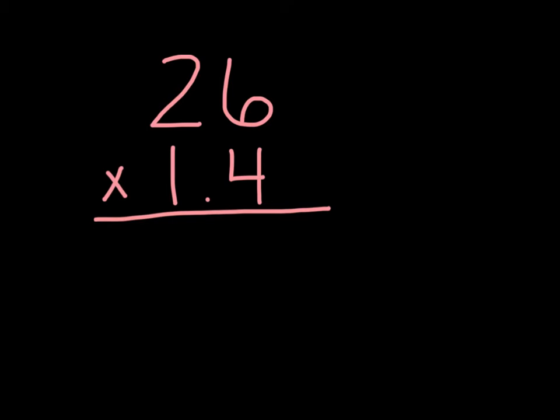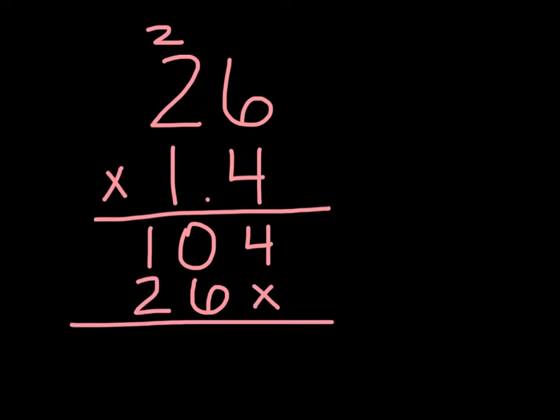In this case, 26 times 1 and 4/10, we're going to multiply exactly as we do multiplying whole numbers. So let me go ahead and do this. 4 times 6 is 24... put my x. 1 times 6 is 6. 1 times 2 is 2. And then I'm going to add up my numbers. So that's going to give me 4, 6, and 3.